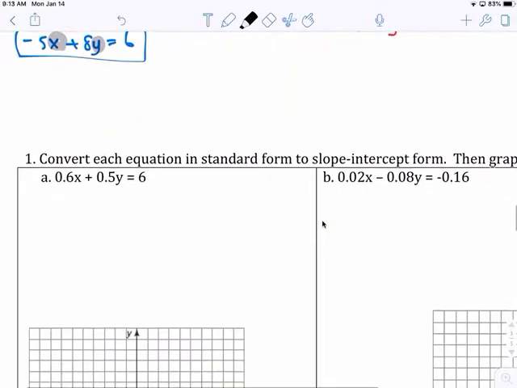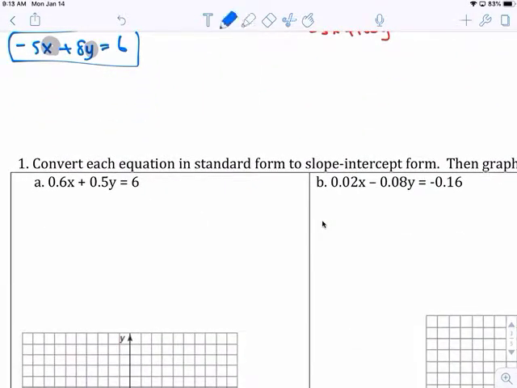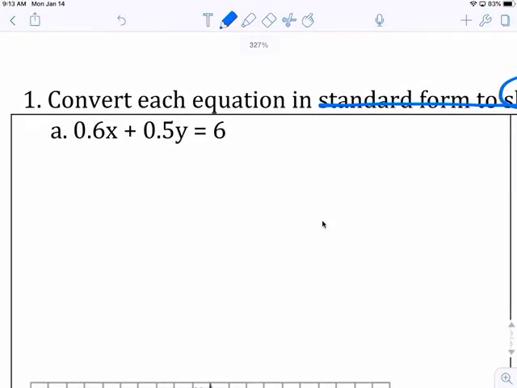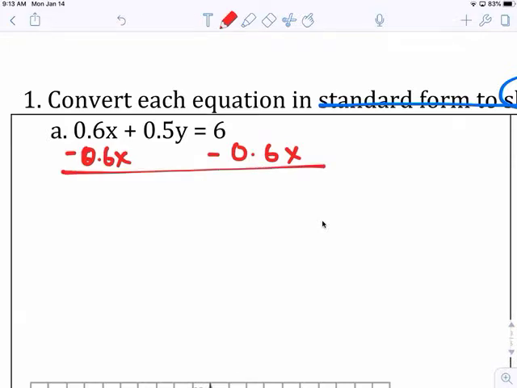And we did this. Okay, convert each fraction in standard form to slope-intercept. They want it slope-intercept and then graph. That means we isolate the y, okay? We minus 0.6x, minus 0.6x, okay? That's 0. We got 0.5y equals 6 minus 0.6x.